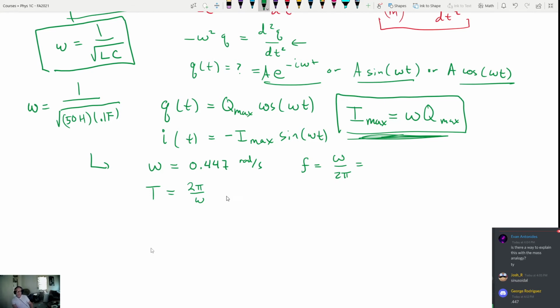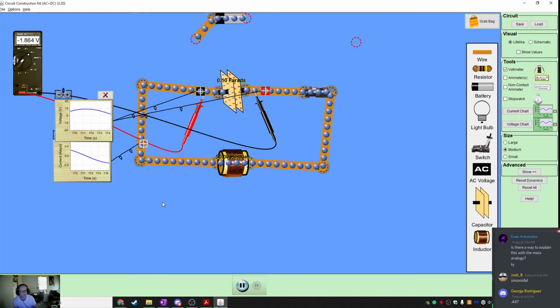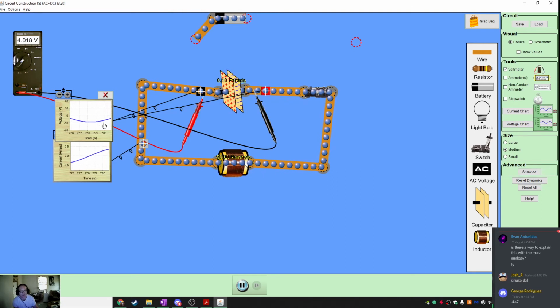So I got the period is 14 seconds. That doesn't sound right at all. And I got that the frequency was 0.07 seconds. 14 seconds. We can check that, right? So the claim is that it takes 14 seconds for one full cycle here, right? We can actually see the time here, right? So let's wait until it's at a minimum or a maximum, and let's see if it actually is 14 seconds, okay?